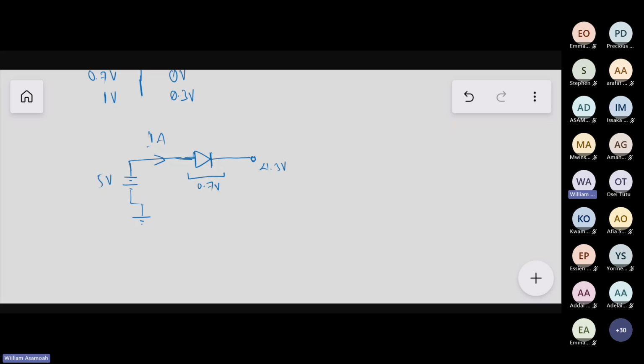Any current more than 1 ampere, the diode will just get damaged.